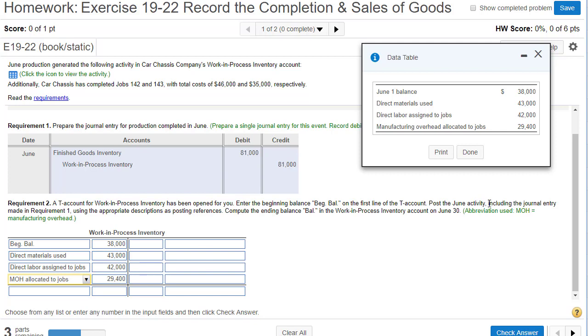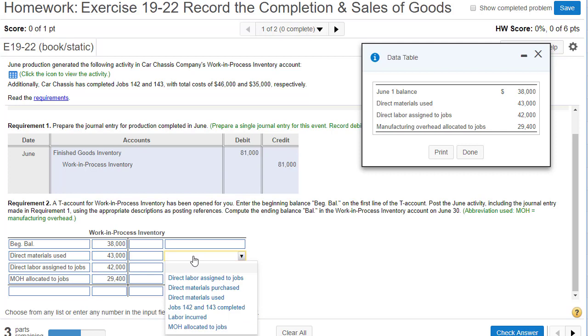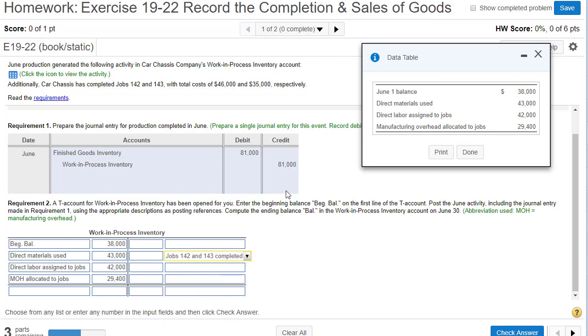And then don't forget, we need to include the journal entries made in requirement 1. So here's requirement 1. Notice this is the work in process inventory account. So how did we affect the work in process inventory account up here? We credited it. Now normally I would put it up here, but we don't have any options for the description. So we can put it down here in the second line. Jobs 142 and 143 completed, 81,000.